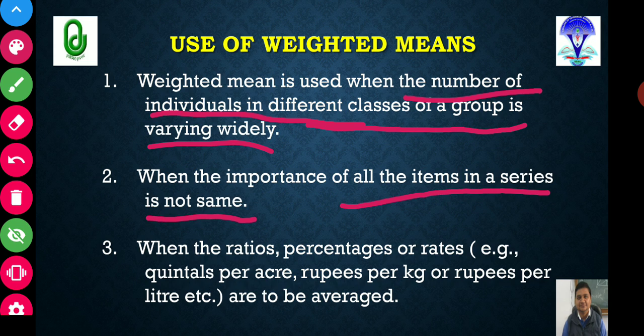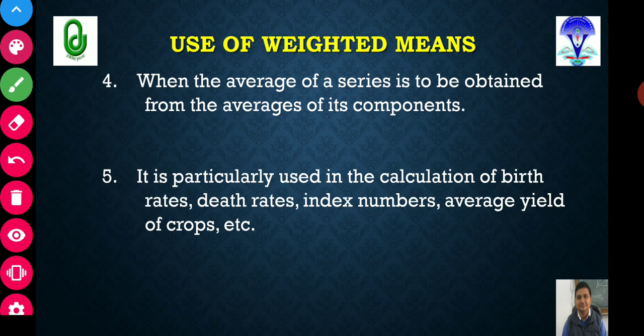Many times, suppose you want to know the value of the products of a cow. If you are getting 2 kg of milk and 2 kg of dung, the value of milk and the value of dung are not the same. So in that case, to find out the overall value of a cow, you have to apply the weighted mean. And in many similar situations, you have to apply the weighted mean. Also when ratios, percentages or rates, for example quintal per acre, rupees per acre or rupees per liter, are to be averaged, you have to find out the weighted mean. So these are the utilities of weighted mean.